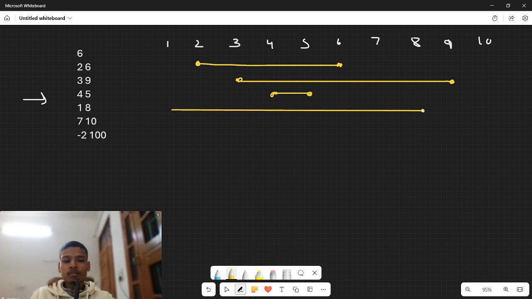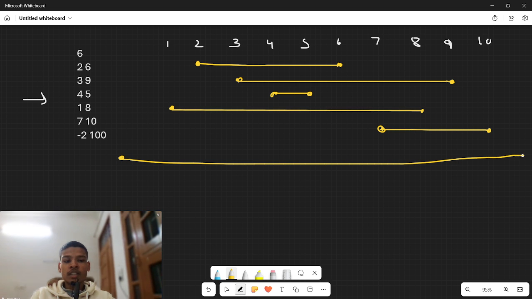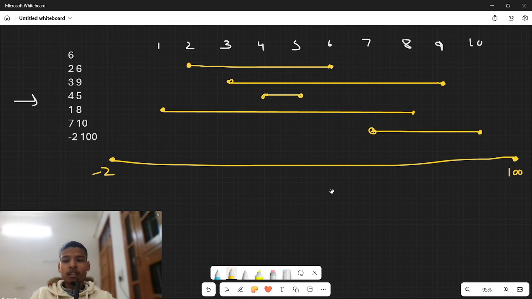My next point is 7, and he wants to go to point number 10. Right? And there is a last one which is -2, and he wants to go to 100. Okay, so how many handshakes will there be in this configuration?